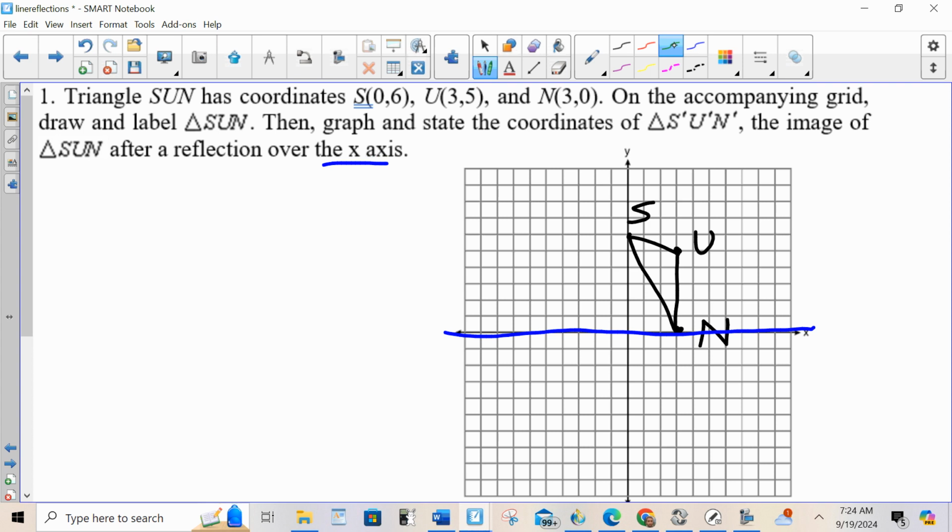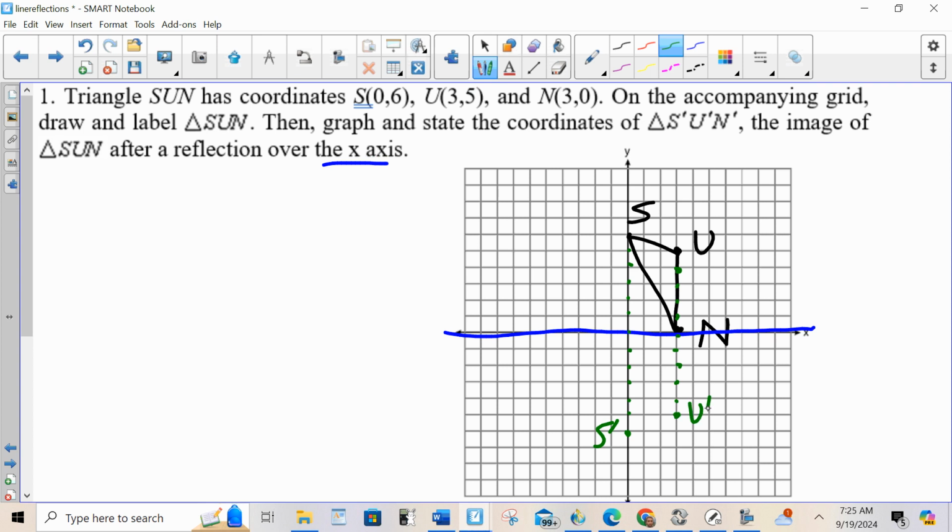To get from S to the line of reflection, I'm going down 1, 2, 3, 4, 5, 6. Whatever I do to get to the line of reflection, do the same thing through to the other side. U, down 1, 2, 3, 4, 5.